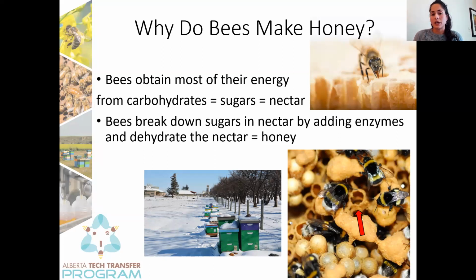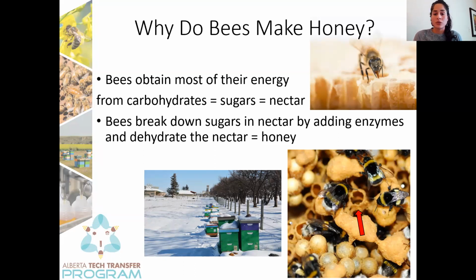Other bees, for example bumblebees, do not add these enzymes. They do not make what we call honey. They do not have honey in their colony. They have just basically nectar. As you can see here, pointed by this arrow, are the pots. We call them honey pots, but it's just basically nectar.